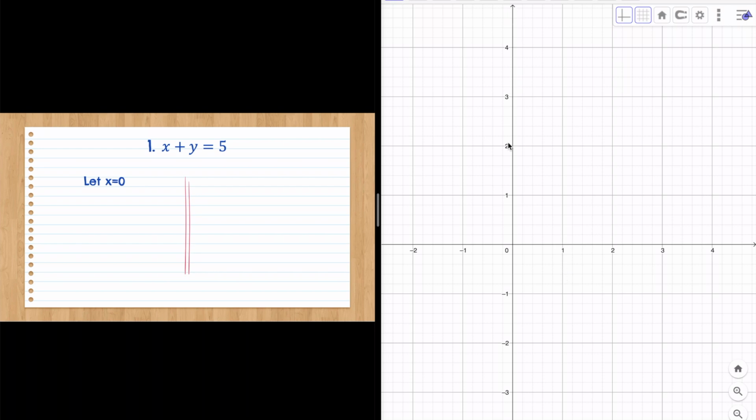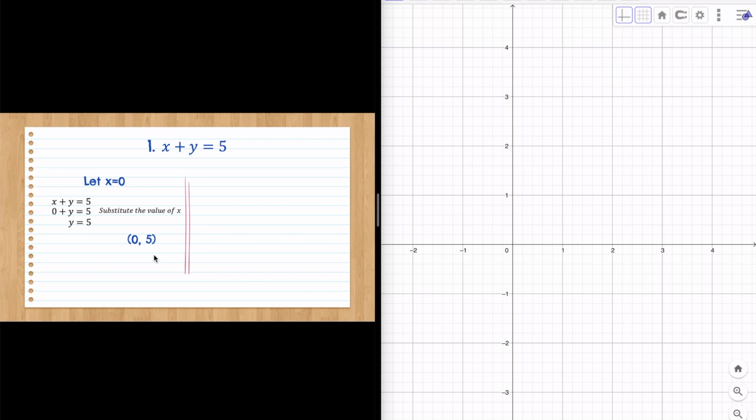Kung nasa y-axis siya, kunyari nandito siya sa point na to, ibig sabihin yung x niya ay 0, pero yung y niya ay 1. Kaya let x be equal to 0, let y be equal to 0. So ito, proceed ka lang ulit. So x plus y is equal to 5. Replace x with 0, so y is equal to 5. So ang ordered pair natin na una 0, 5.